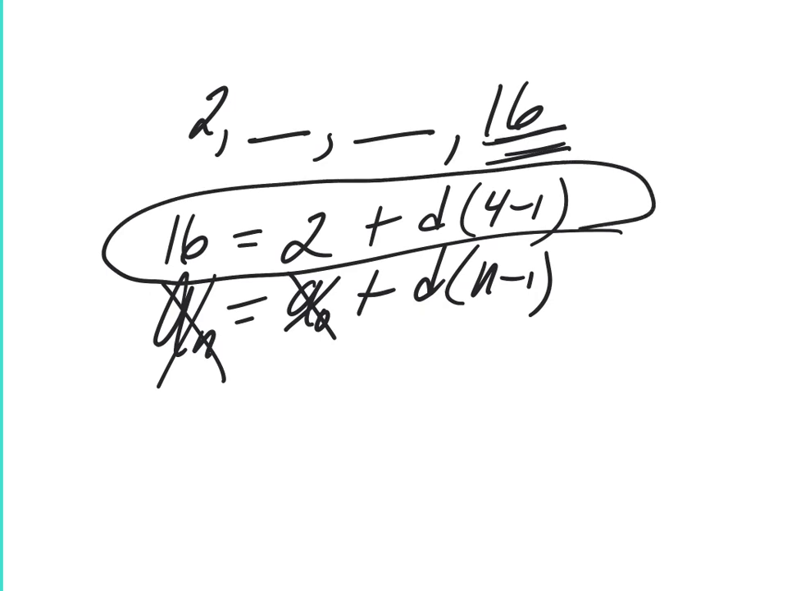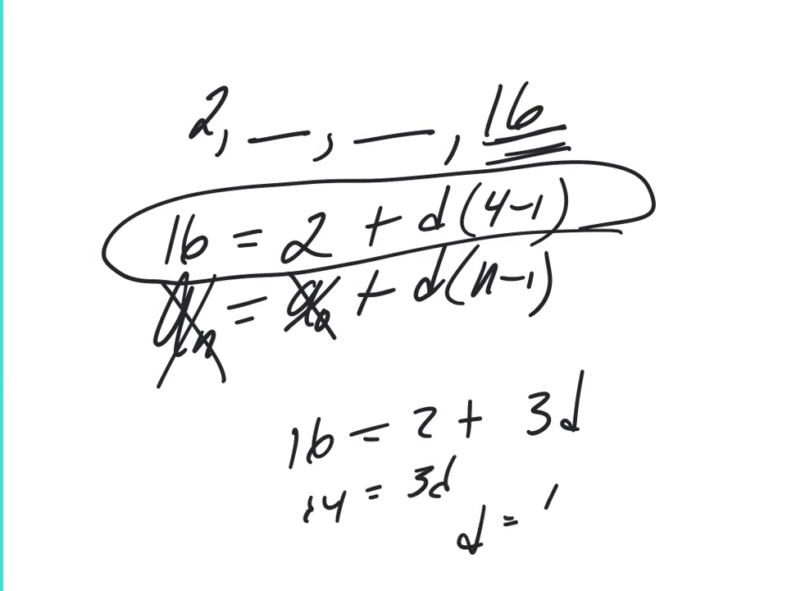Oh, it's an equation. You guys know how to solve equations. What I find with the ACT a lot of times is kids don't realize they can write an equation. Once they've got an equation, it's like, oh, I know how to do that then. Because I know you can all solve that. 16 equals 2 plus 3d. Subtract 2, 14 equals 3d. d must be 14 thirds. That'd be pretty tough to do in your head.